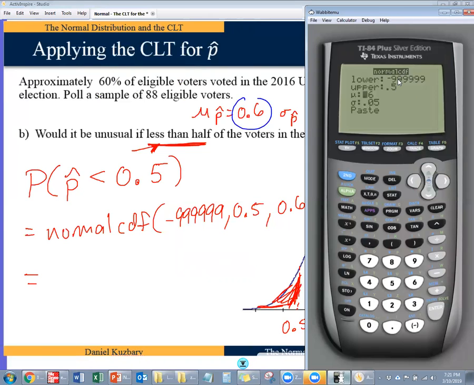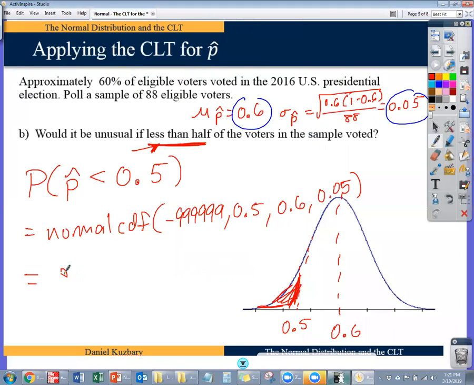That's my upper bound, lower bound, 0.6, standard deviation 0.05. And I get 0.022, I'll round that up to 0.0228 as my answer. That's the probability I get less than 1/2. And I use the mu p hat and the sigma p hat.